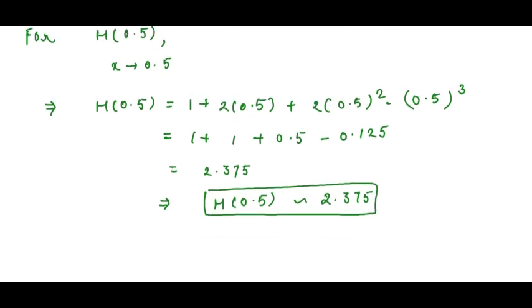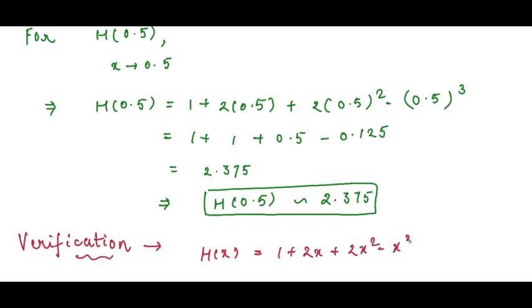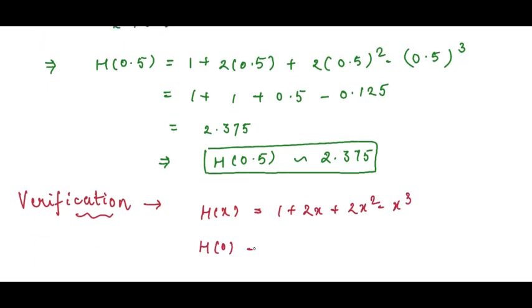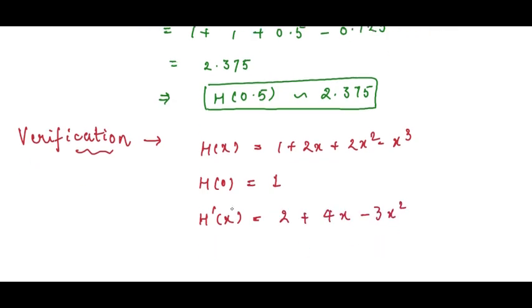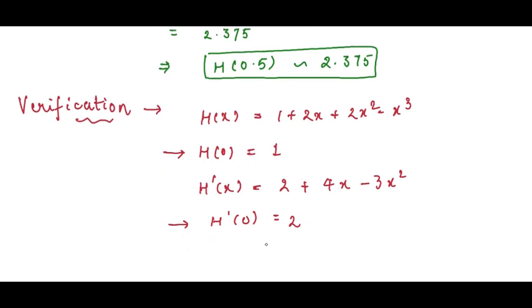Now let's verify that our polynomial satisfies the original conditions or not. So we obtain the H(x) as this 1 plus 2x square minus x cube, and at x equals 0 we get H(0) as 1. So this is correct. Now differentiate this H(x), we get this H dash x is 2 plus 4x minus 3x square. Therefore this H dash 0 becomes 2, which is correct.